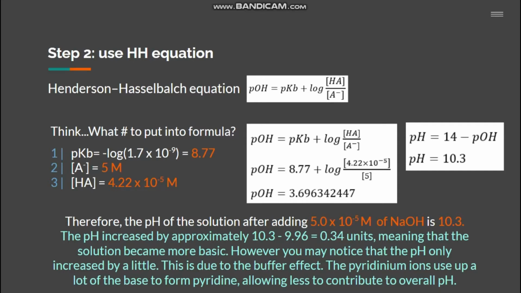We can negative log the Kb value from before to get the pKb, and then we may sub in all our values into the formula to find the pOH, since we started off with the base, and then subtract it from 14 to attain our final pH value of 10.3.